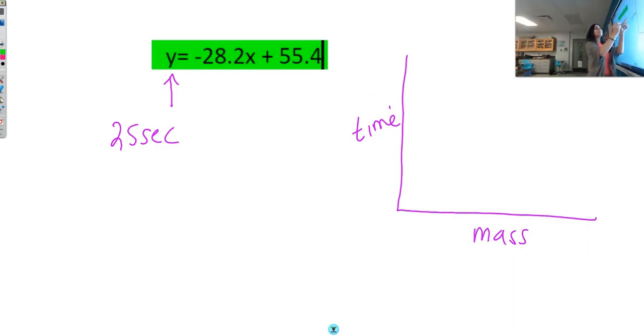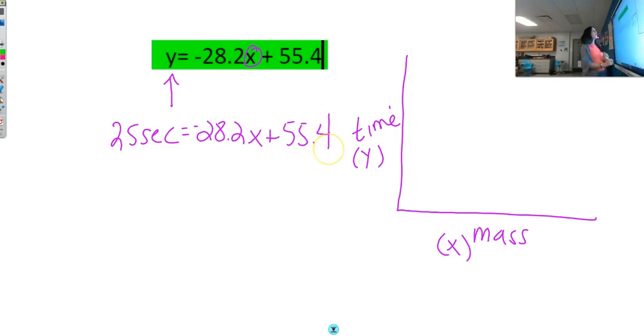And so time is on what axis? What do we call this axis? The y-axis. This is called the x-axis. So if I'm given time, time has to go in my y, okay? Then I'm going to solve for my x. So I'm going to say 25 equals negative 28.2x plus 55.4.